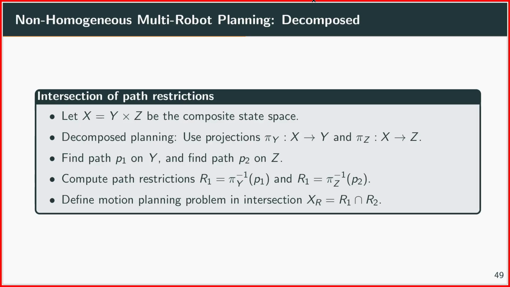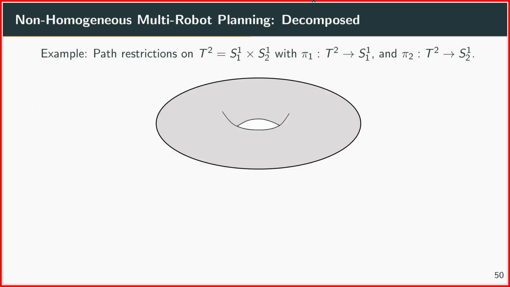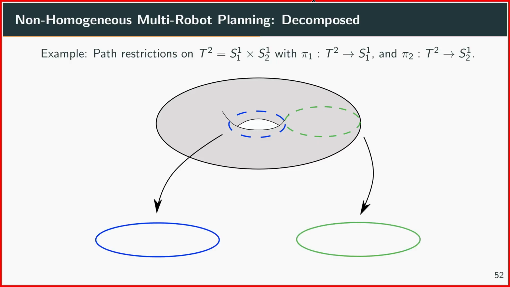And then you define the motion planning problem in this intersection of path restrictions. How does it actually look on the torus? So let's say that we have two projections, P1 and P2. They go from the circles here on the torus down to circles here for the individual robots. So one robot is basically defining one of the coordinates, the other robot is defining the second coordinate. And then we would compute paths for those robots. So for example, here light blue is a path for the first robot, light green for the second robot.